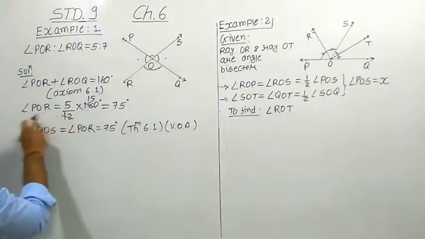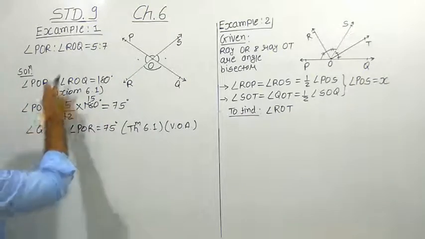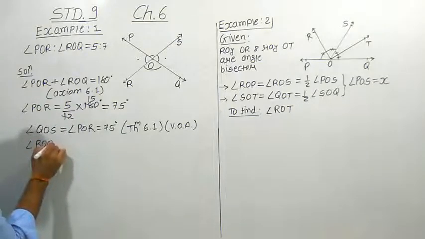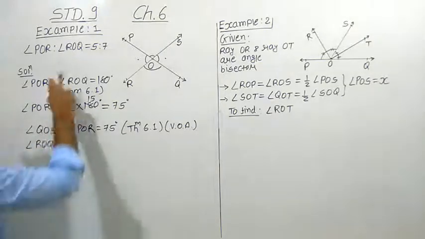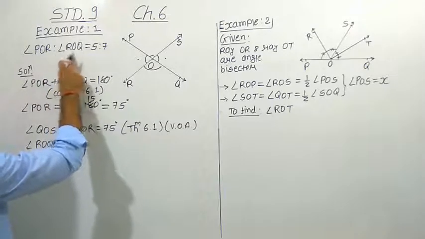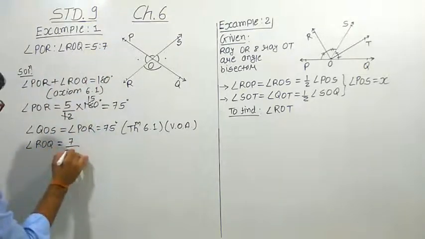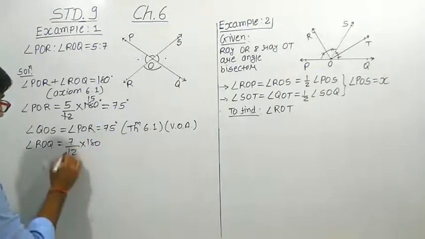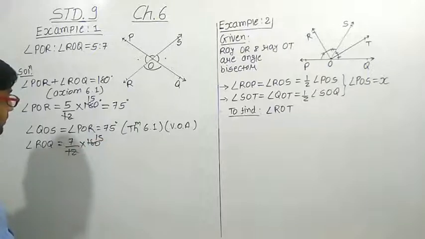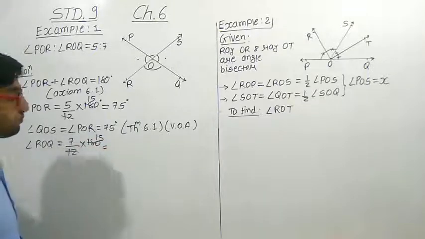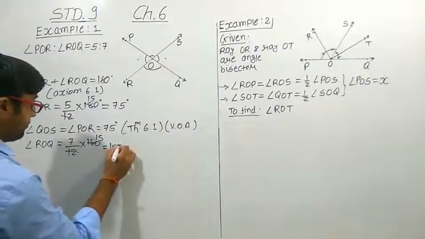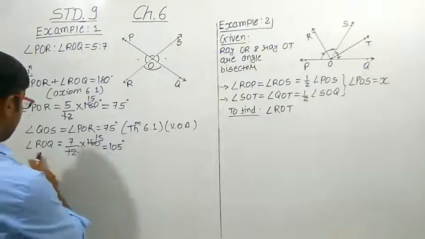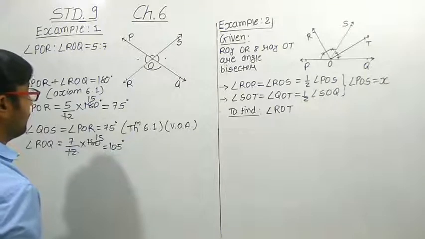Now, in the same way that we found POR, we can find ROQ. So here we can write angle ROQ is equal to, how much is the portion which ROQ has? 7. Total is 12 and total angle is 180 degrees. Again we can cut it by 12, so 15 sevens are 105 degrees. What do we get? Angle ROQ is equal to 105 degrees.